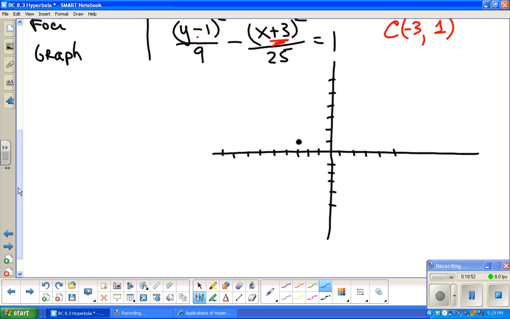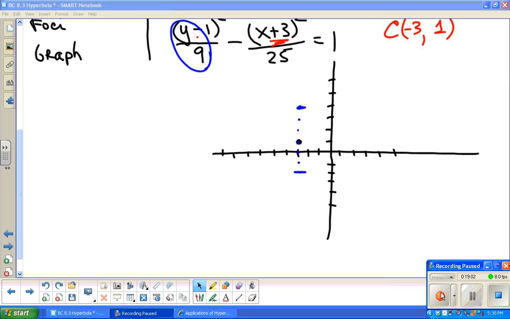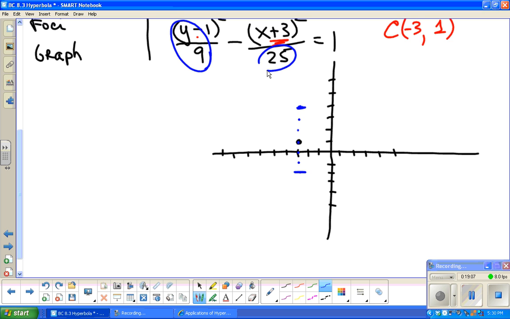All right, this is with y, so we're going to go up and down from the center. 1, 2, 3. And the same idea, we have to go left and right, and this is left and right because it's under the x, so we're going to go 5, square root of 25. And 1, 2, 3, 4, 5, and now it's really tempting to connect.